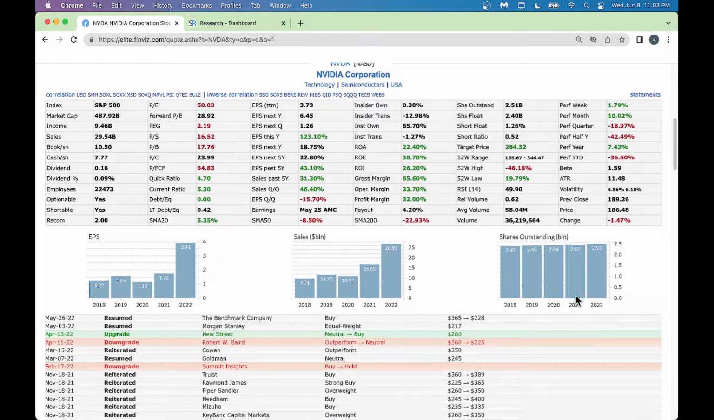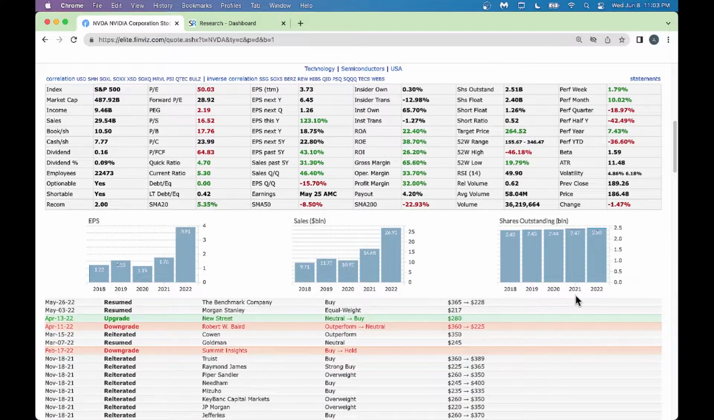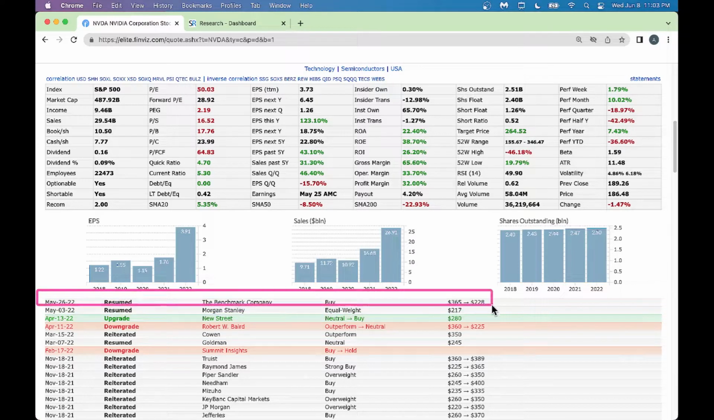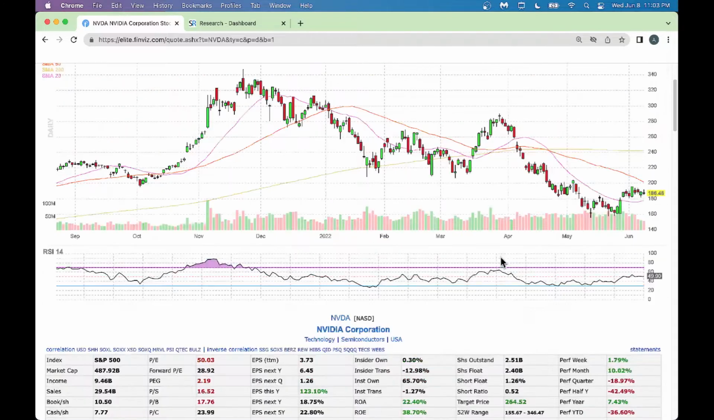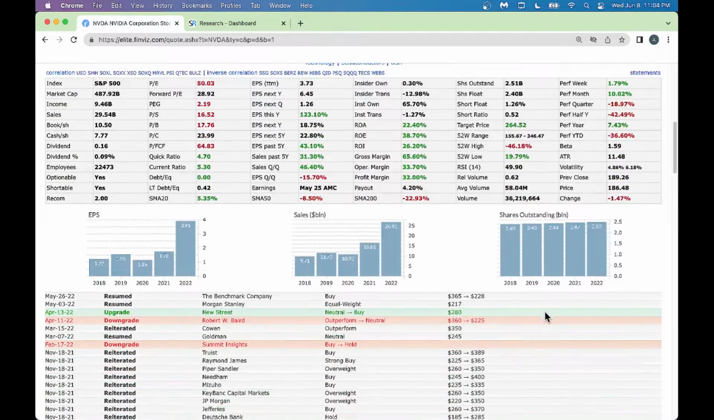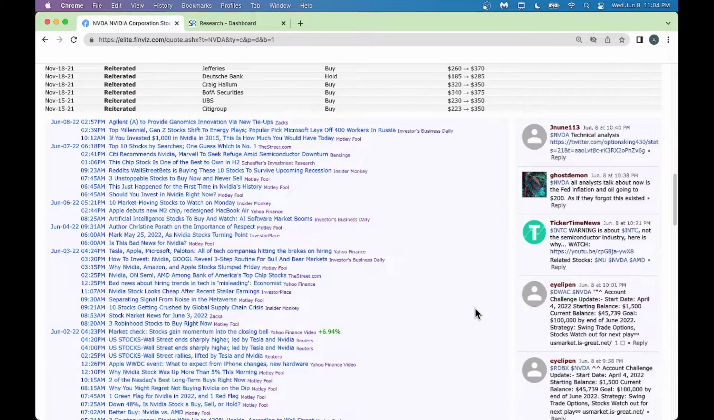And as you look through here, they got a target cut back in May 26. They got a target cut from 365 to 228, and the current stock price is around 186. So the current target price is above the current price, which is a good story. As you look through from a news item perspective, nothing great here. I think it looks like Citigroup recommends NVIDIA. Now that's a good one here.